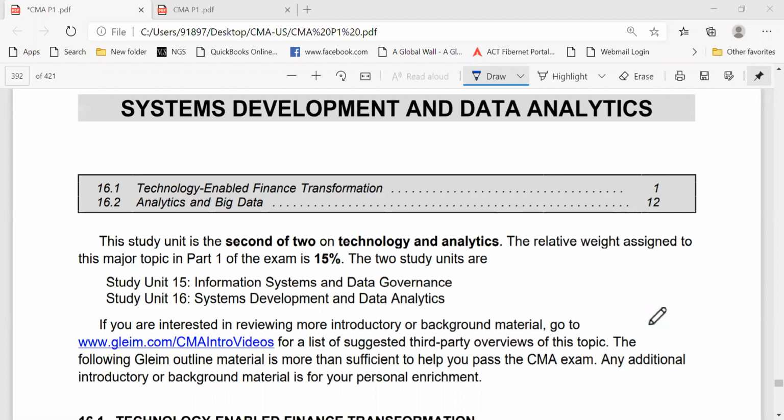So now in this chapter, systems development and data analytics. First of all, this is a new addition to the syllabus, for those students who were asking me what exactly is the new addition. So this is one of those chapters.